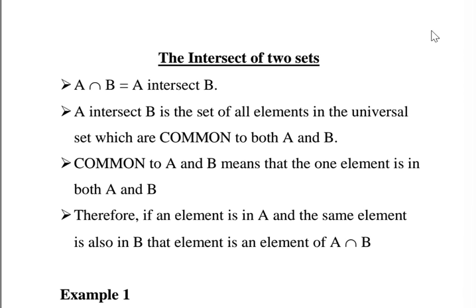A intersect B is the set of all elements in the universal set which are common to both A and B. Common to A and B means that the one element is in both A and B. Therefore, if an element is in A and the same element is also in B, that element is an element of A intersect B.